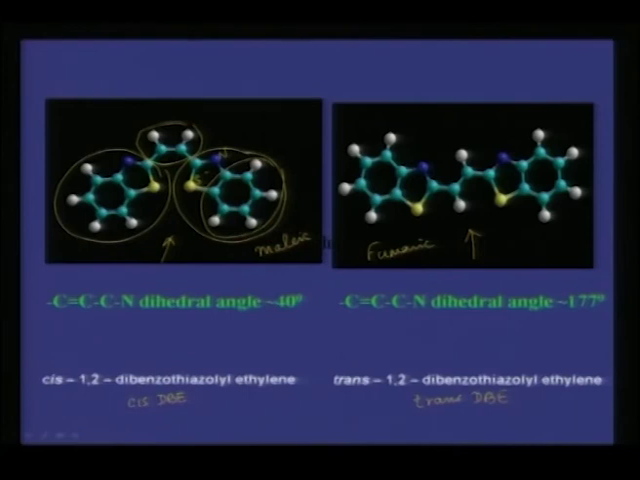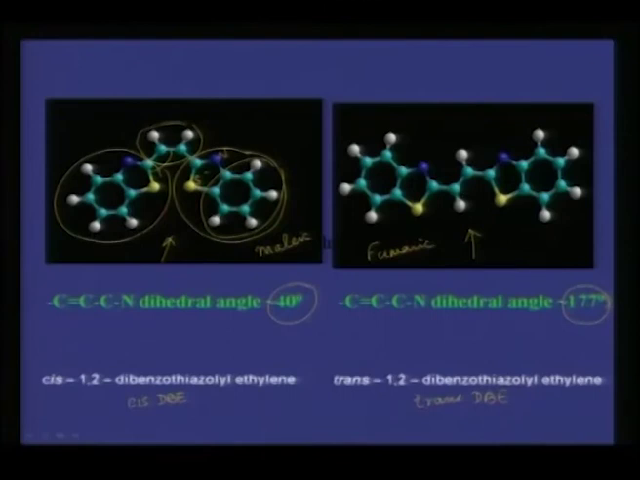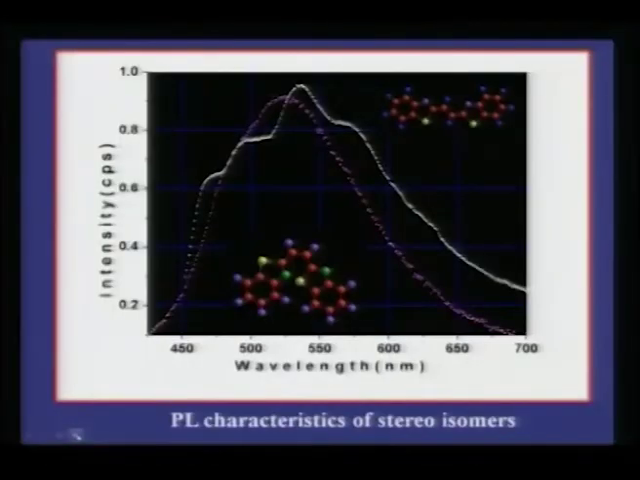Now, if you look at the dihedral angle, then the angle is 40 degrees, which means it is a bent molecule. In this case, it is 177 degrees across the double bond. So, if you look at this compound, it is nearly planar, whereas in this case it is a bent molecule. So, same molecule, but with different conformers. What this has to do and how it affects the EL emission.